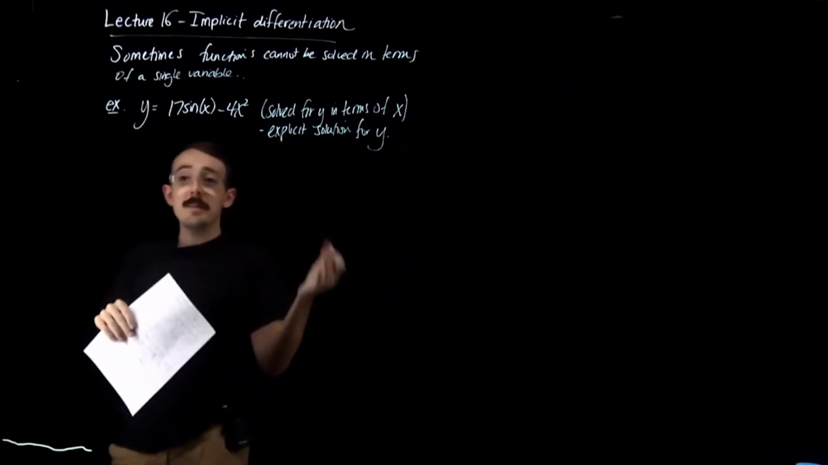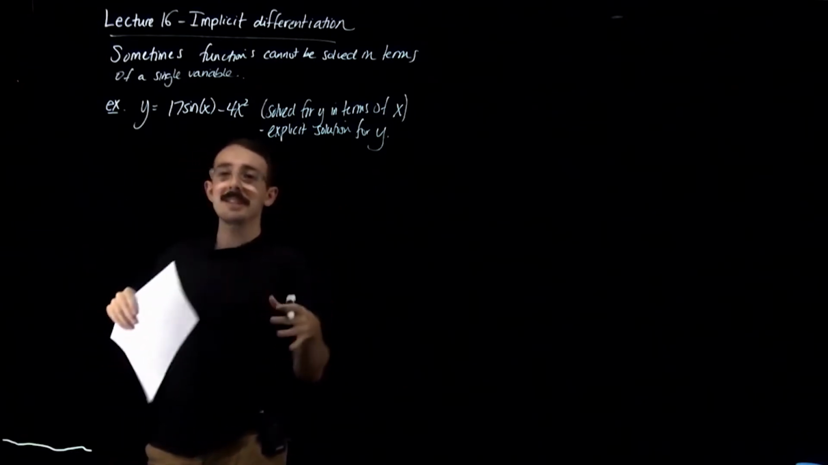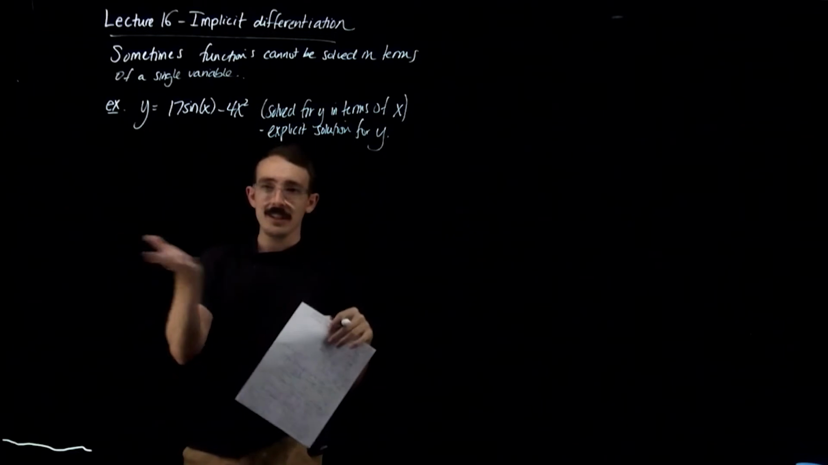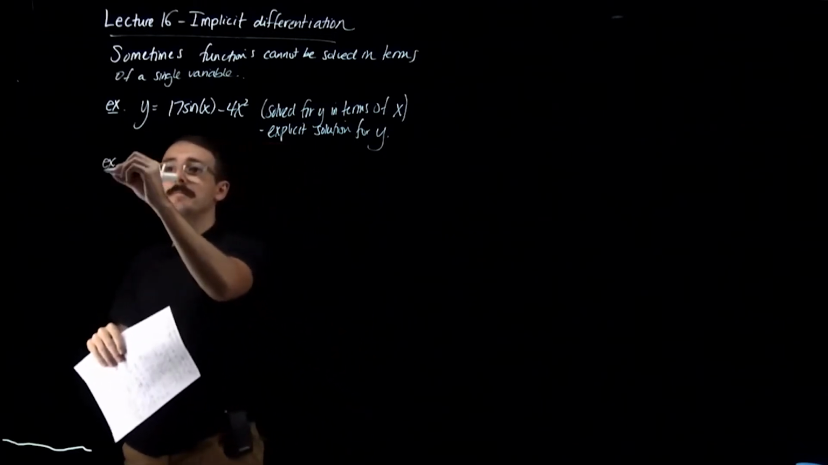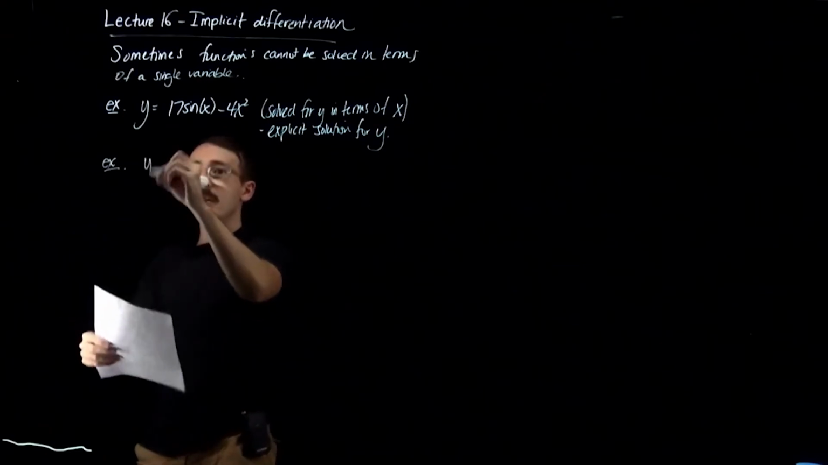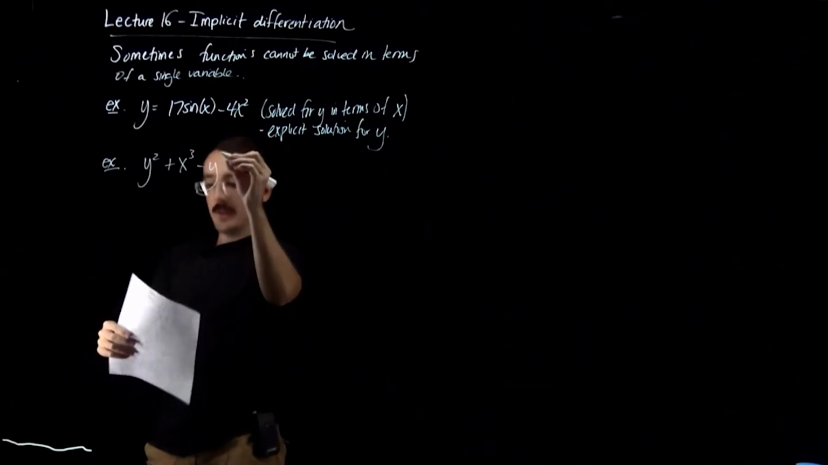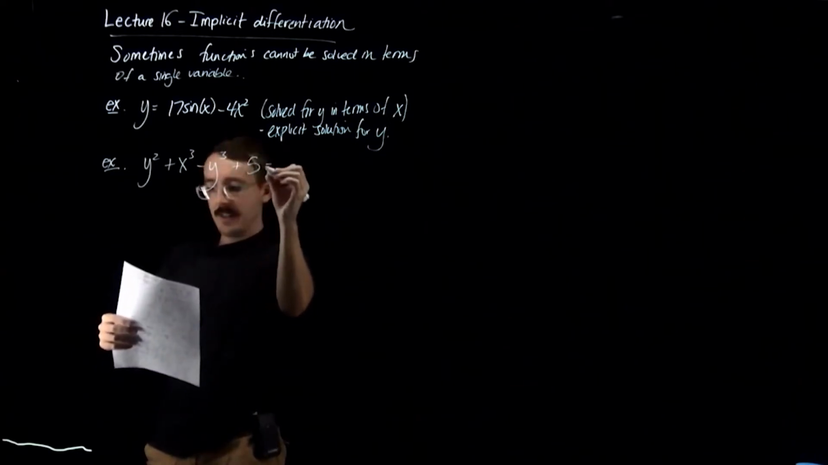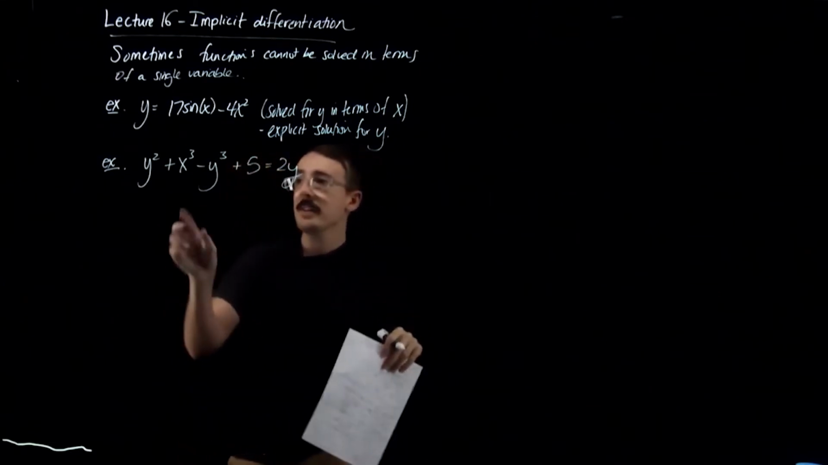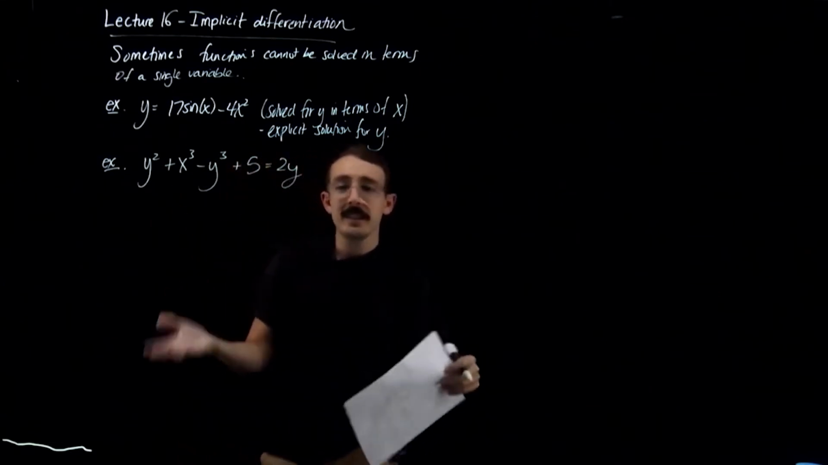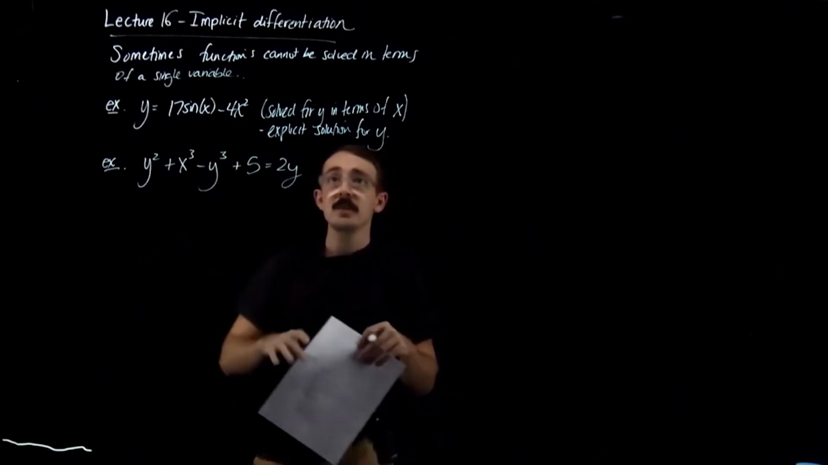So sometimes you're not able to have a nice solution just like that. However, your function looks more like it has a mixture of different variables. So let's look at this one. This one's going to be y squared plus x cubed minus y cubed plus 5 equals 2y. If you sat with this for a while and tried to solve for just y using standard algebra techniques that you've learned, you'd have a very hard time solving this for just y.